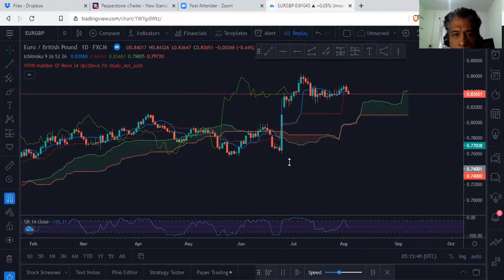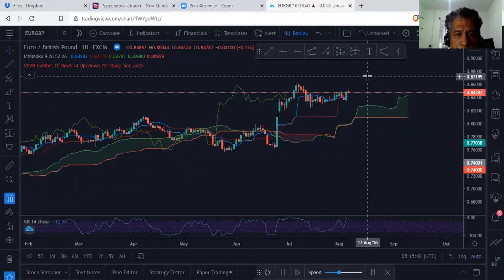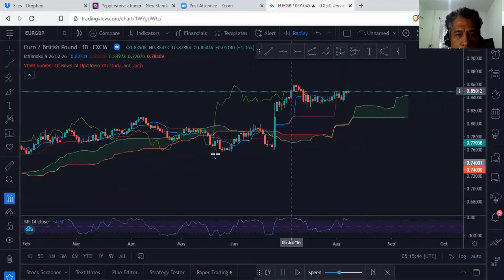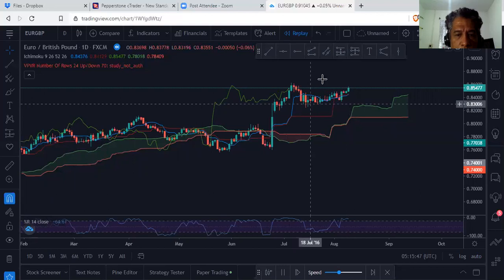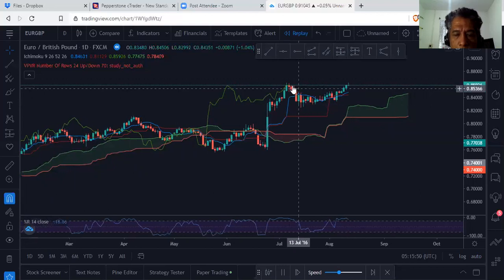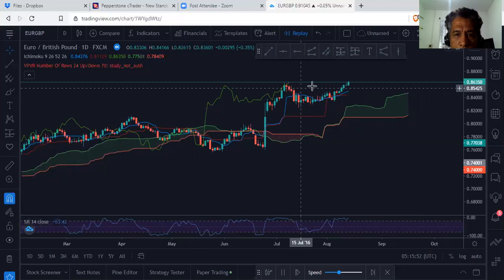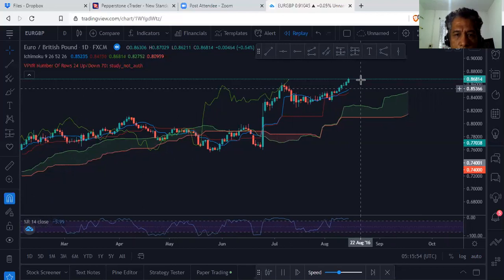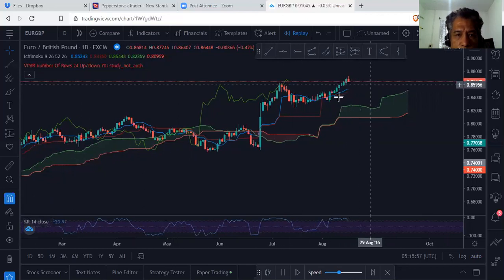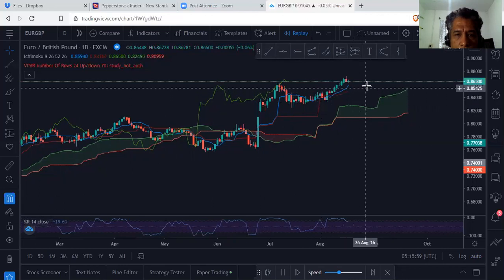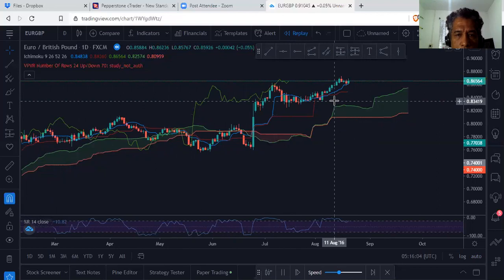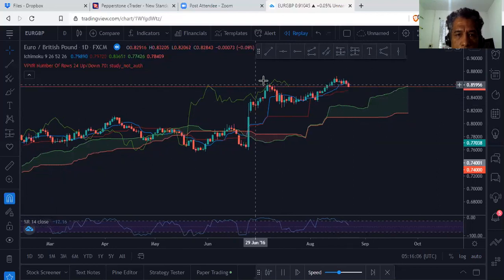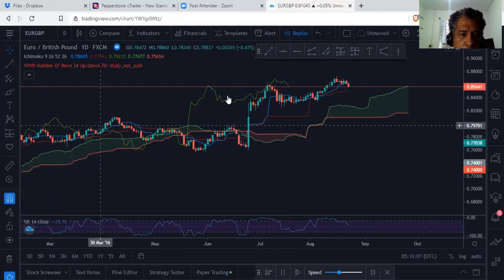Come on, trend line. One, two, three, double top. The Chikou is on top yet, so not good to sell. Buy. One, two, three.